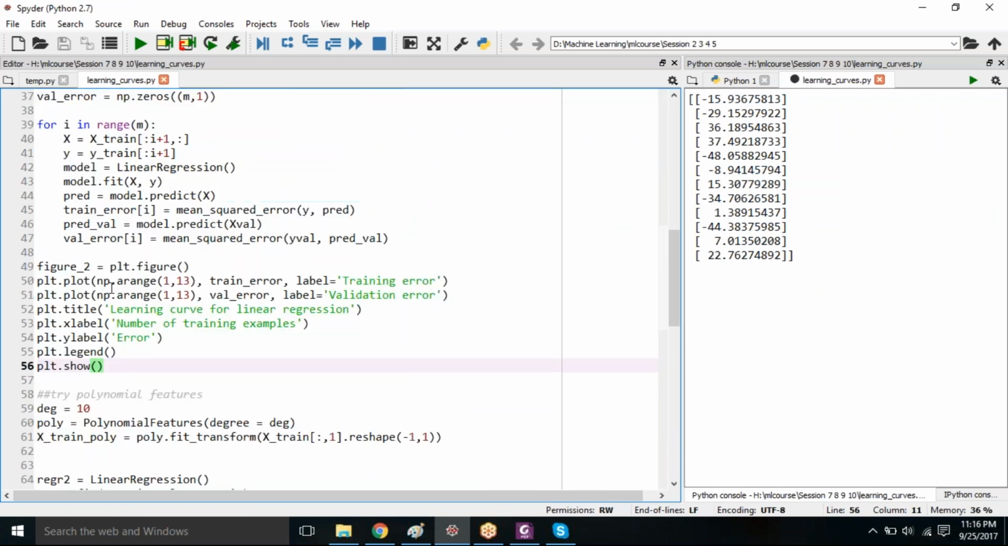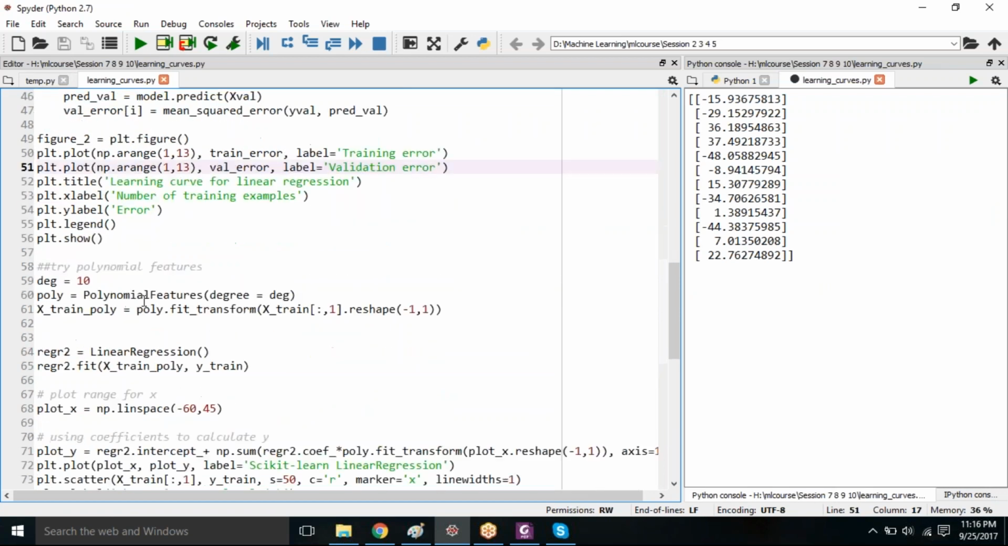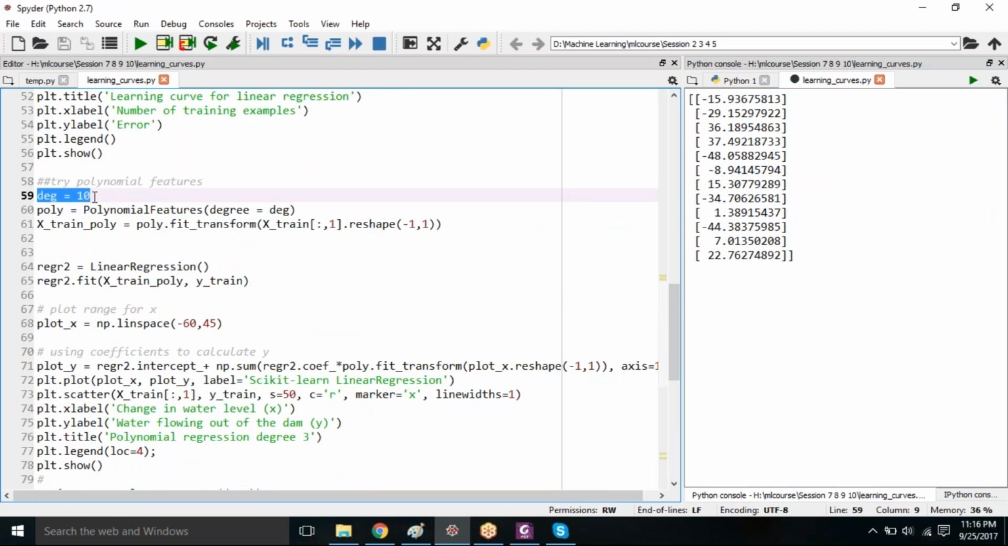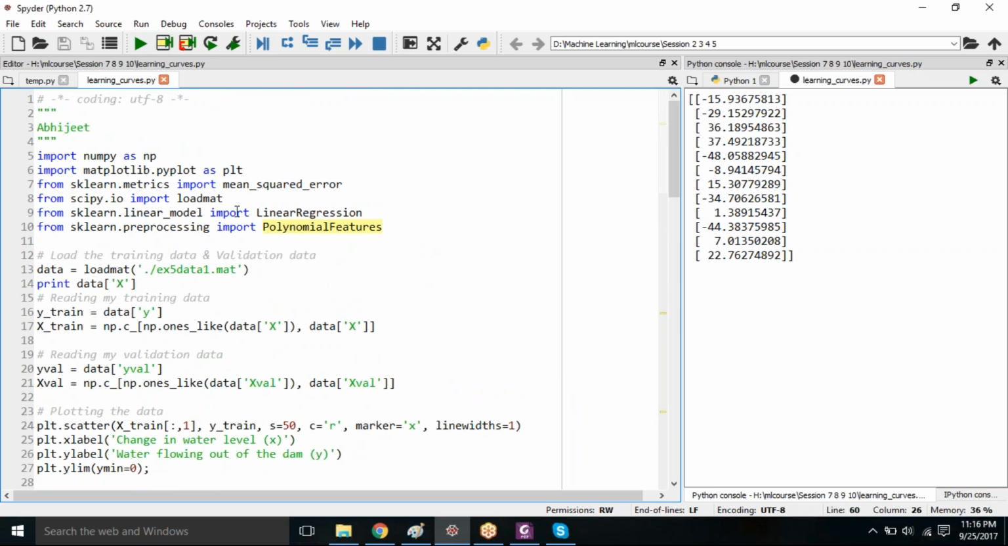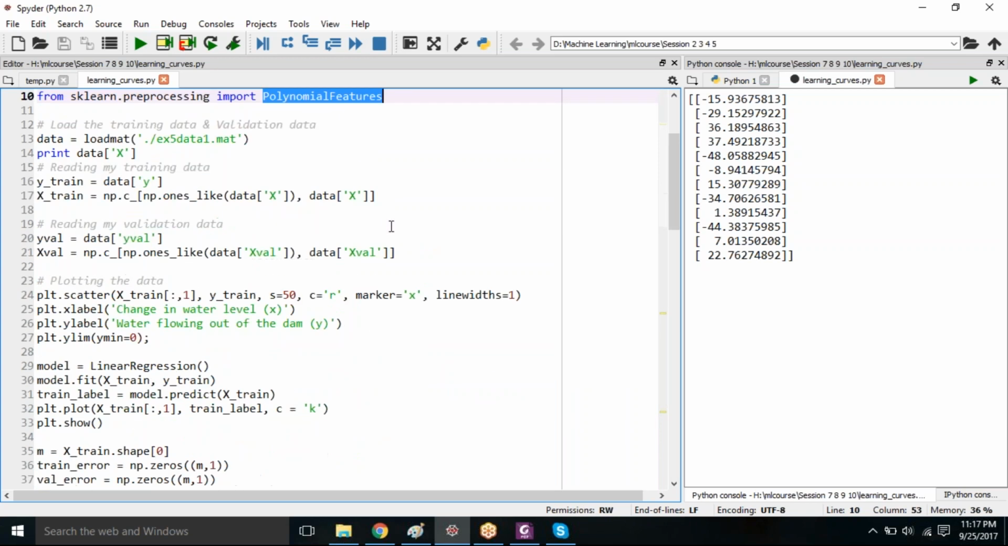This part was just the degree 1 part, right? See here, when I took degree 10, this poly equal to polynomial feature degree equal to 10. Here it will go, right? So this polynomial features is basically a function. In sklearn.preprocessing, there is a function called polynomial feature.